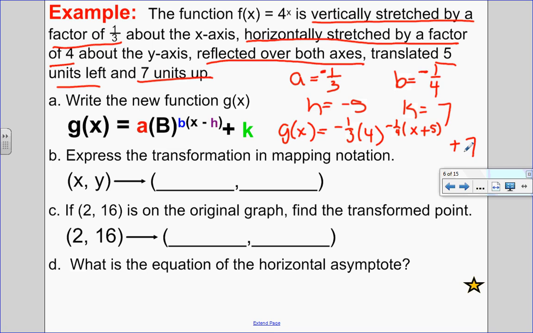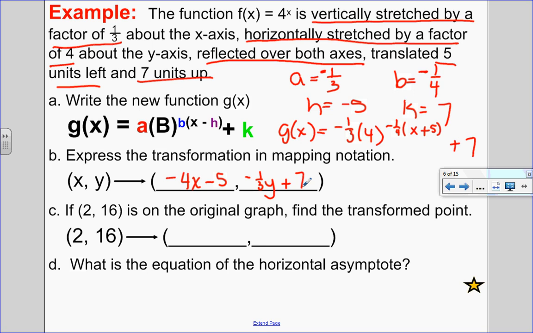Let's write the transformation in mapping notation. Mapping notation is literally what I'm doing point to point. So I'm horizontally stretching it by 4 and reflecting it, -4x, and then I'm moving it left 5 units. Y values. I'm vertically stretching it by 1/3 and I'm reflecting it, so -1/3, and then I'm moving it 7 units up. So that's my mapping notation.